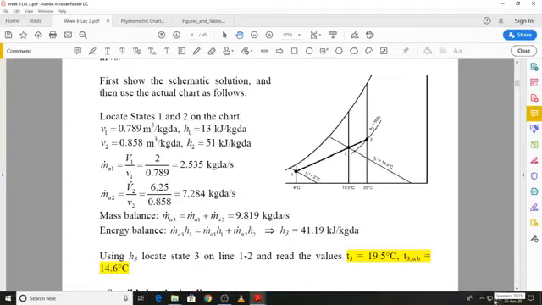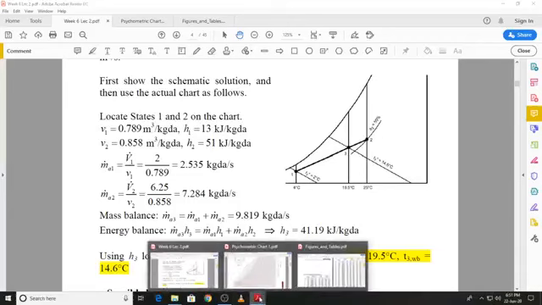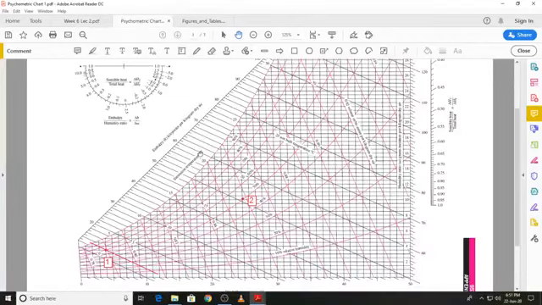So I will use this value on the psychrometric chart to locate state 3. I have to first find a specific enthalpy value of around 41.2 kilojoule per kilogram. This is 40, this is 41, so 41.2 is just around over here. And all I have to do is draw a straight line. Before that, I will draw a straight line connecting states 1 and 2.